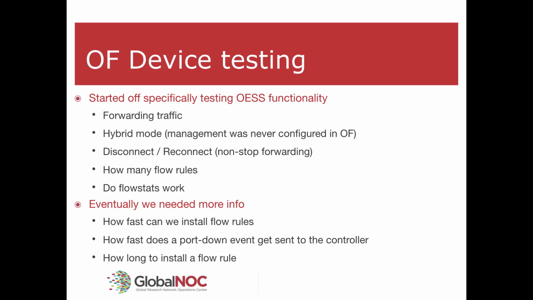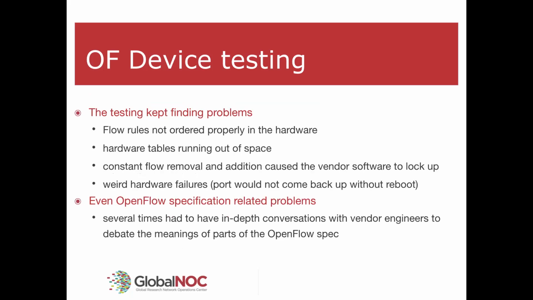Even, you know, how long does it take from when the switch receives a flow rule to when that flow rule is actually activated in hardware? The responses for some of these questions were vastly different across different versions of vendor code. And the other interesting thing, as we kept testing, we kept finding really weird problems. Flow rules not ordered properly in hardware, probably the hardest one to figure out at the time, just because everything would be working great. You wouldn't make any change, and the device had some internal timer, and it would just go through and reorder all the flow rules on you. And everything went from working to not working almost immediately. And we had no idea what was going on.